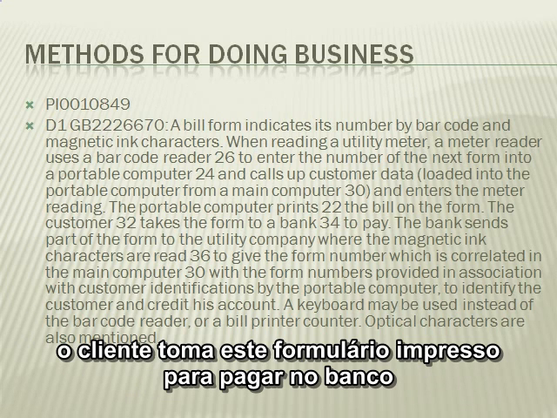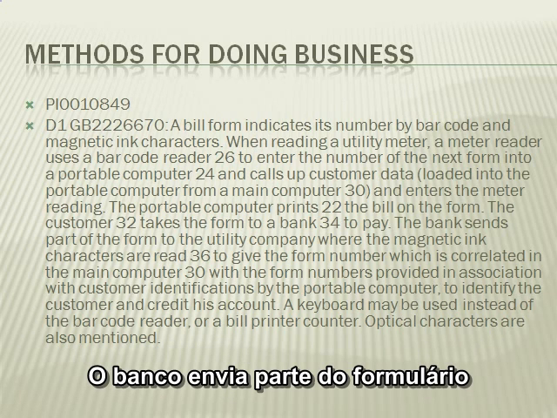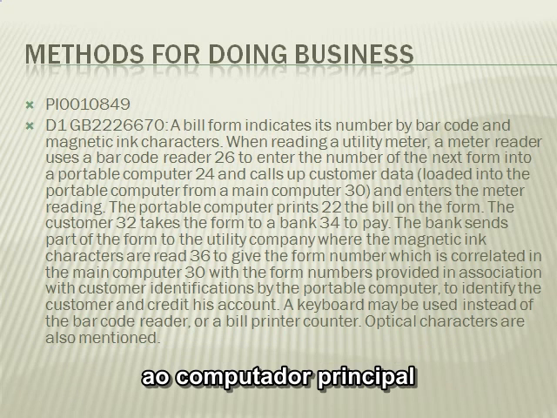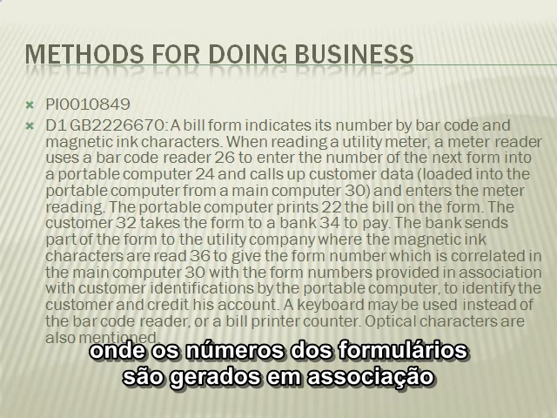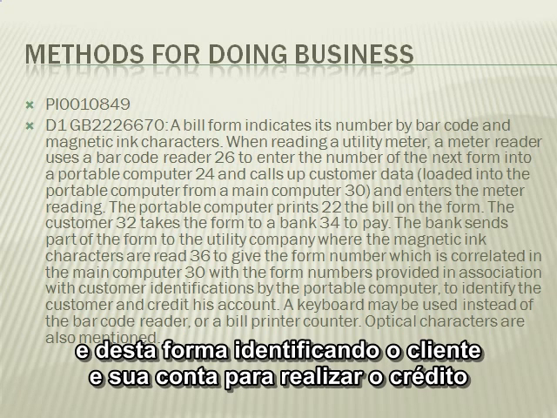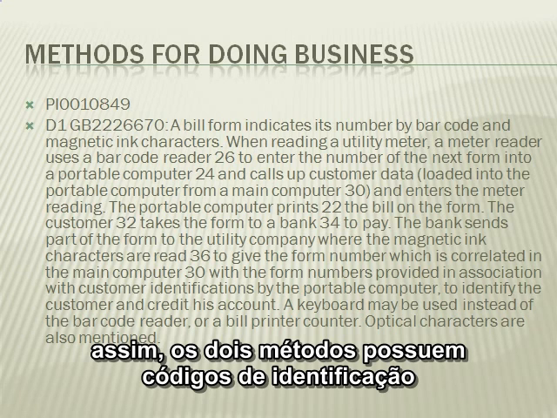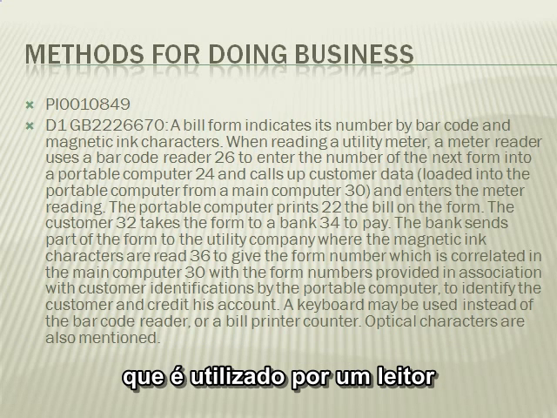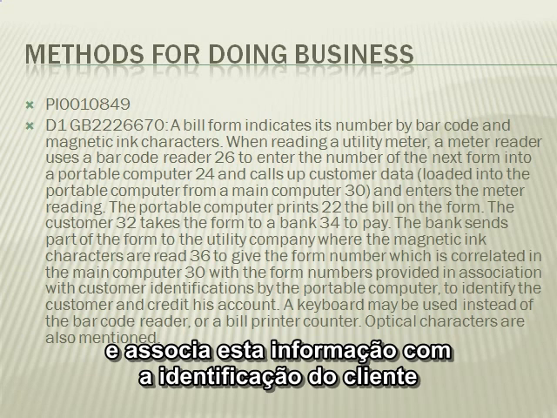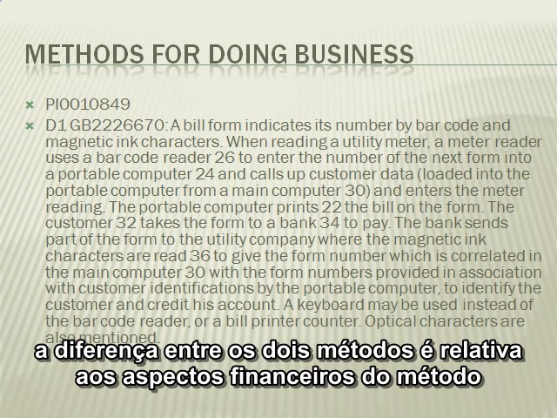The customer takes the form to a bank to pay. The bank sends part of the form to the utility company where the magnetic ink characters are read to give the form number, which is correlated in the main computer with the form numbers provided in association with customer identifications by the portable computer to identify the customer and credit his account. So both methods have an identification code that is used by a reader to detect what kind of bill and associate this information with customer identification. The difference between both is related to the financial aspects of the method.